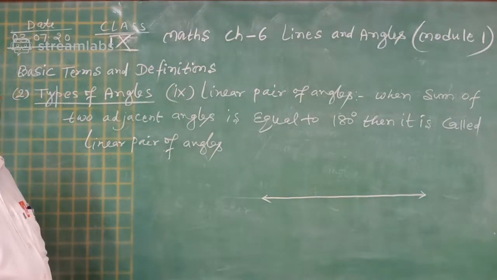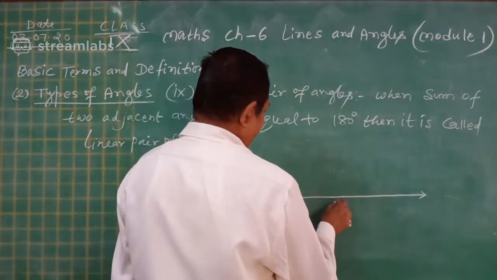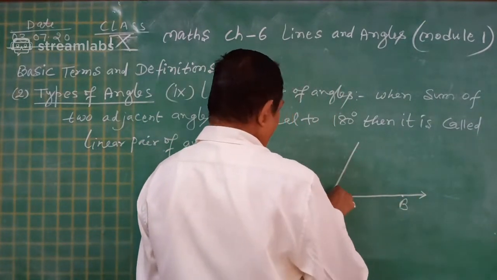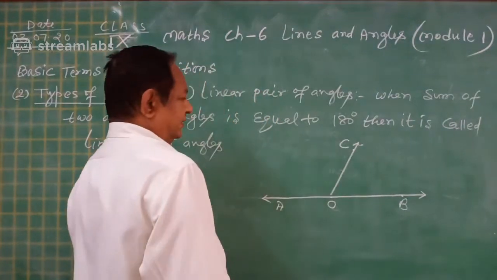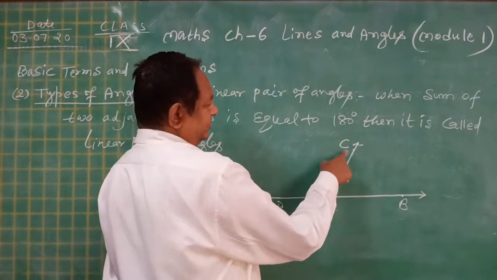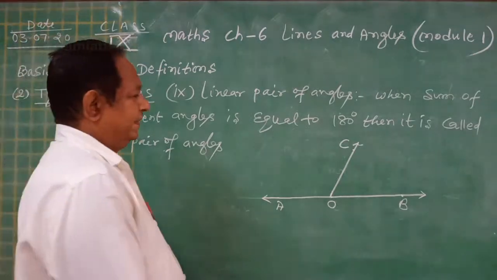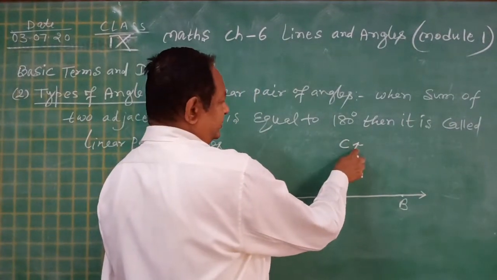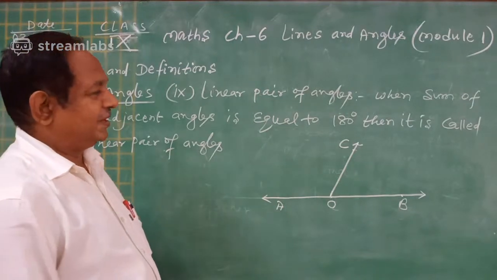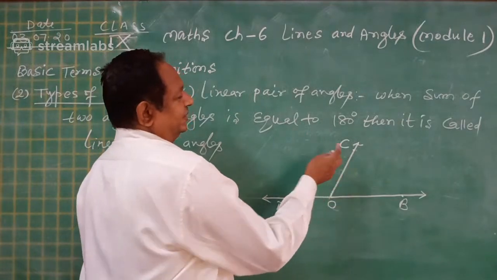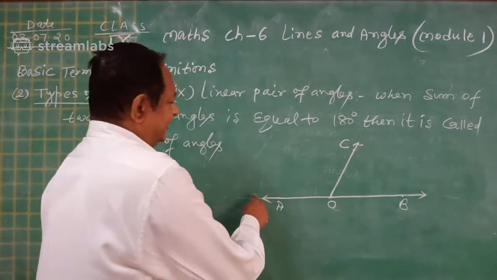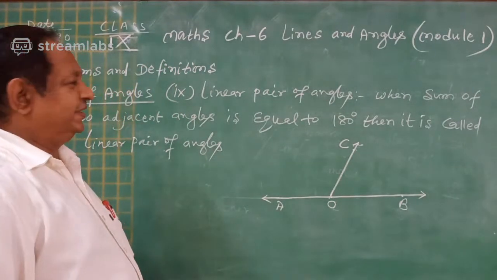This is a straight line, say OA and OB. This is OC. So both these two angles, AOC and BOC or COB, lie on opposite sides of common arm OC. Then these two angles are adjacent angles, and the sum of these two angles makes a straight line. So a straight angle is 180 degrees.